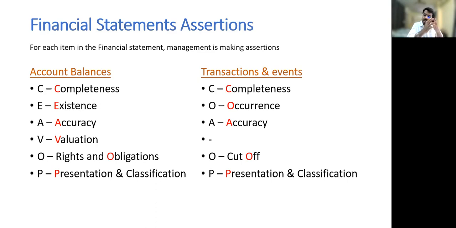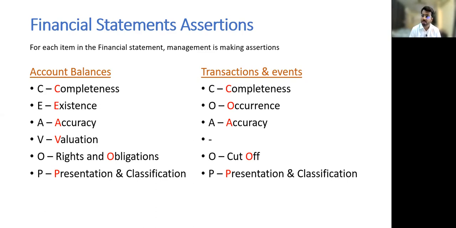In completeness, you're checking whether all the transactions and events which have happened have been completely recorded or not. For occurrence, you're checking whether what has been recorded has actually occurred or not. Did they include any fake sales or fictitious sales which have actually not occurred? So that's occurrence. So C for completeness, existence has become occurrence, accuracy remains the same.